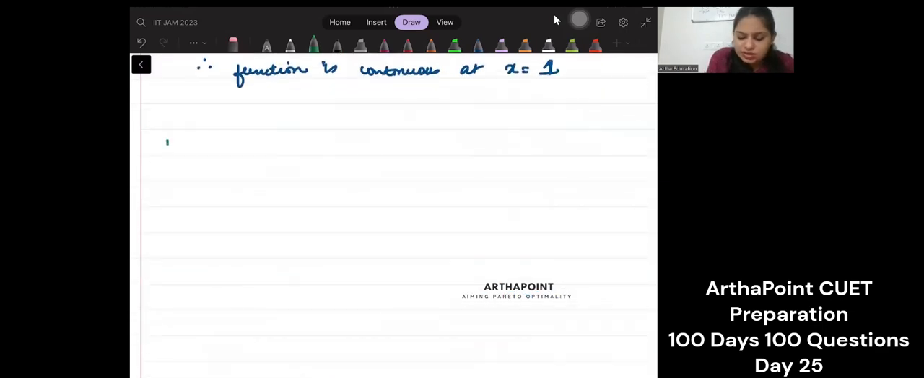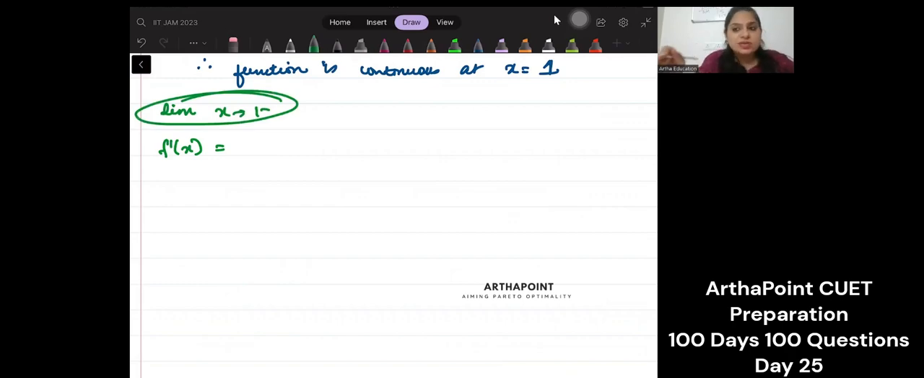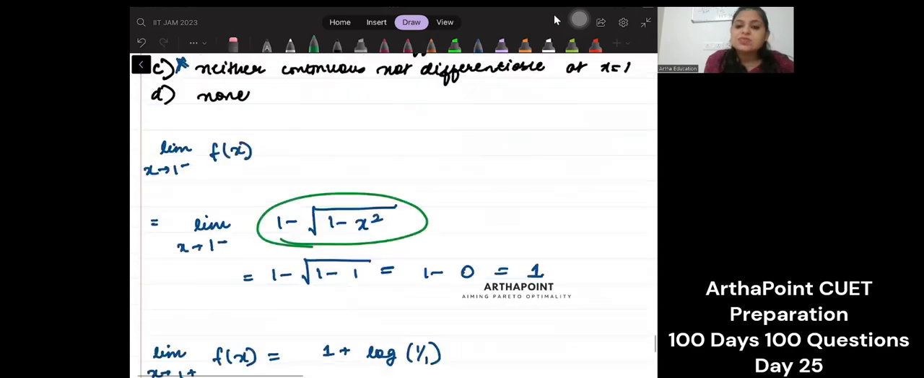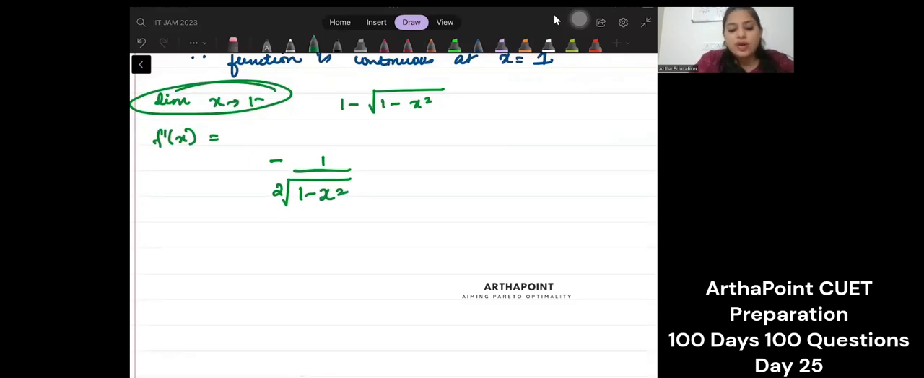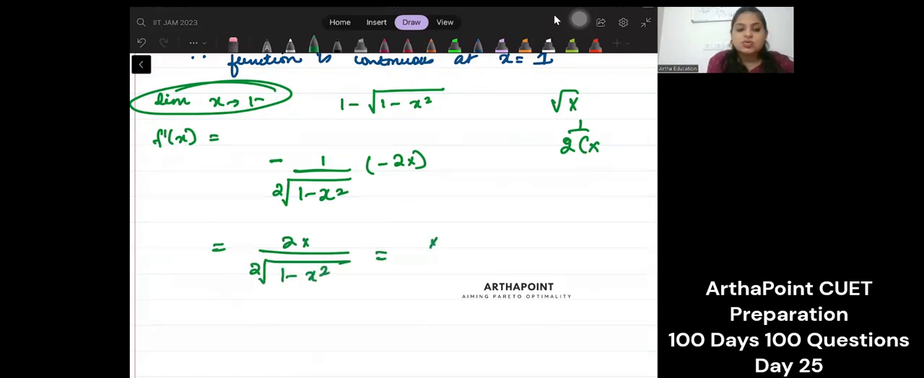Now let's talk about the derivative of the function. So I have to check limit x tends to 1 minus. What was my function when I was approaching from 1 minus? My function was 1 minus x squared under root. If I differentiate this function, what will I get? Minus 1 by 2 under root 1 minus x squared, into... You know, whenever you differentiate, you have to apply the chain rule. The differentiation of root x is 1 by 2 root x, and then you have to differentiate what comes inside, so its differentiation will be minus 2x. So this is going to be 2x upon 2 under root 1 minus x squared, so it is going to be x upon 1 minus x squared under root. This is going to be your derivative.